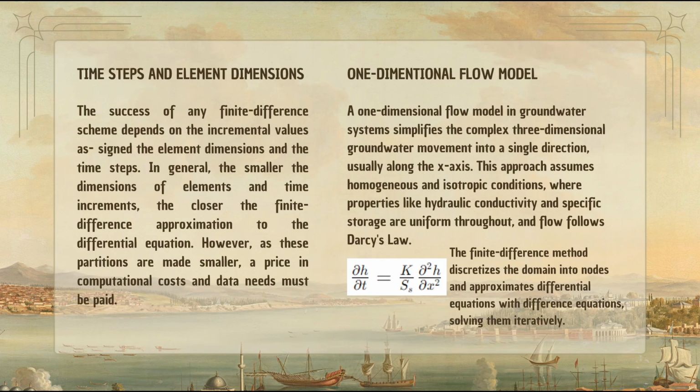Next is time step and element dimension. The success of any finite difference scheme depends on the incremental values assigned to the element dimension and the time steps. In general, the smaller the dimensions of the elements and time increments, the closer the finite difference approximation to the differential equation. However, as these partitions are made smaller, a price in computational cost and data needs must be paid. Furthermore, over-subdivision may even bring about computational intractability.